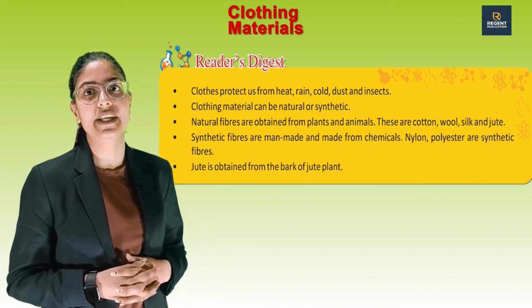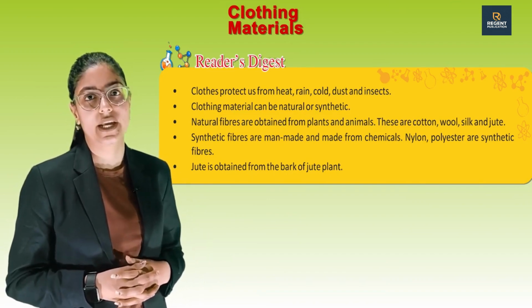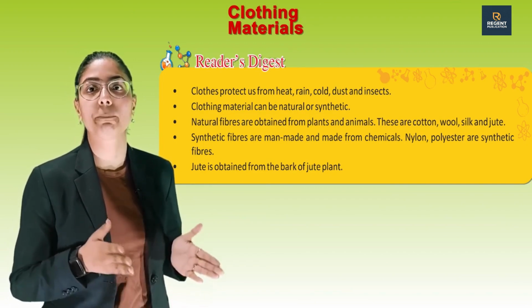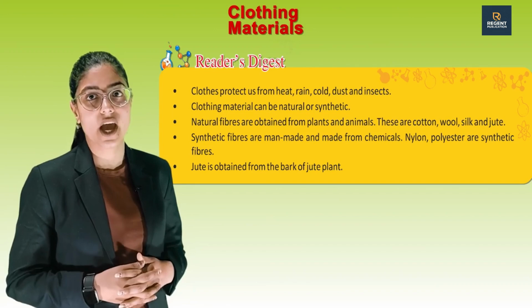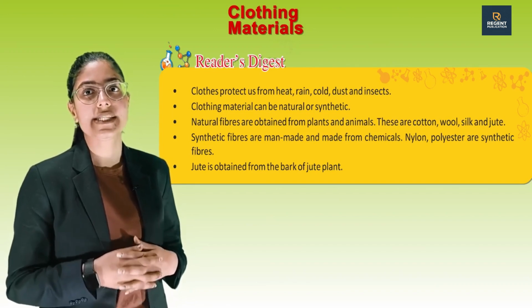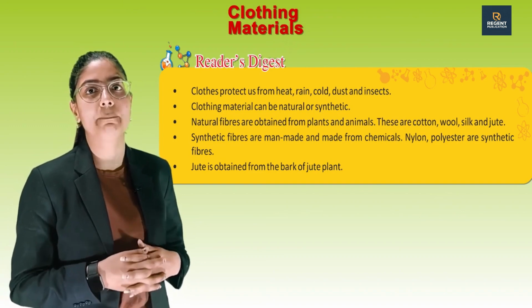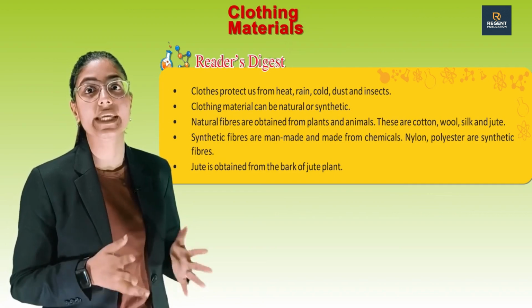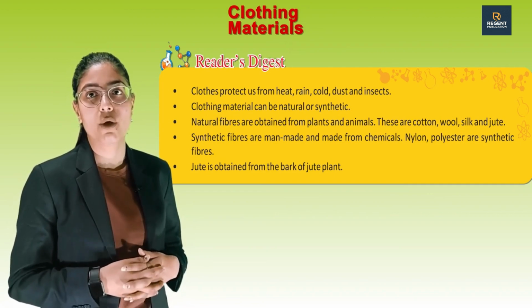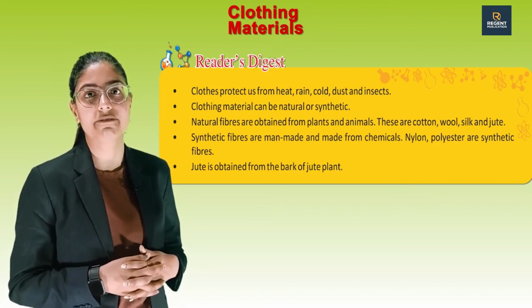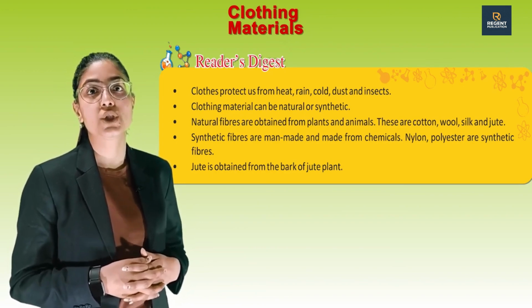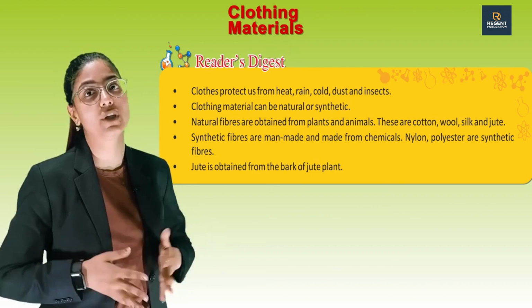Clothing material can be natural or synthetic. Natural fibers are obtained from plants and animals. These are cotton, wool, silk and jute. Synthetic fibers are man-made and made from chemicals: nylon, polyester and so on. Jute is obtained from the bark of the jute plant.